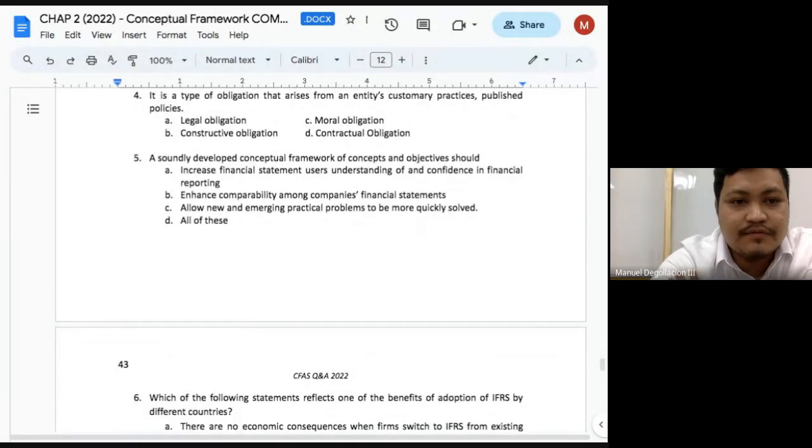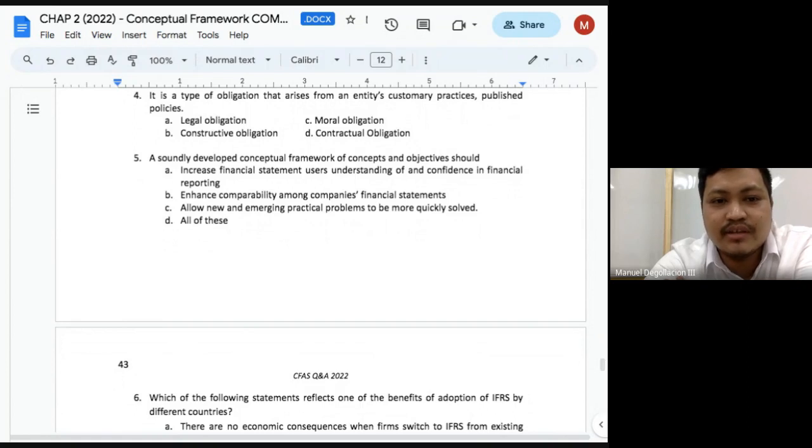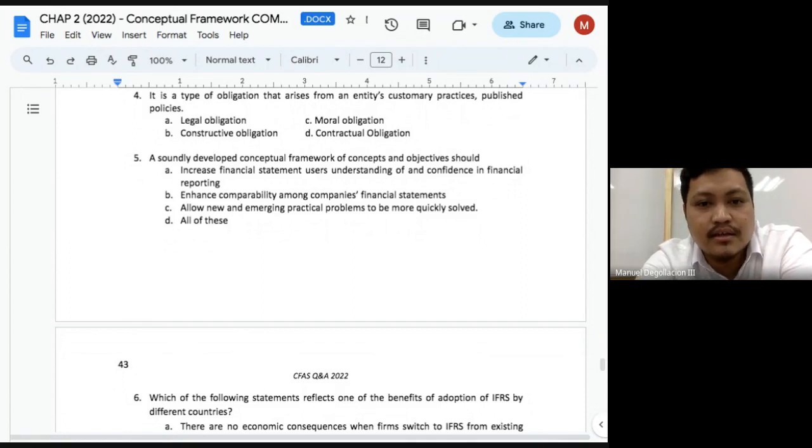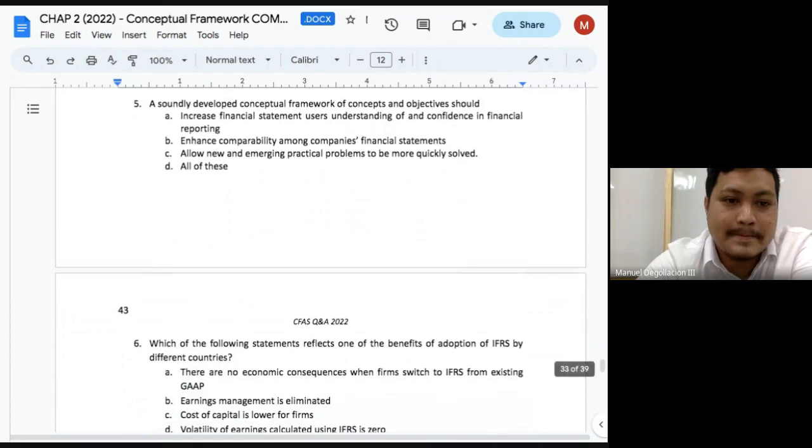Number 5, a soundly developed conceptual framework of concepts and objectives should, the answer here is letter B. So all the choices here should be present. Should increase financial statement users' understanding of and confidence in financial reporting. It should enhance comparability among companies' financial statements, and it should allow new and emerging practical problems to be more quickly solved. So again, answer for number 5 is letter D.